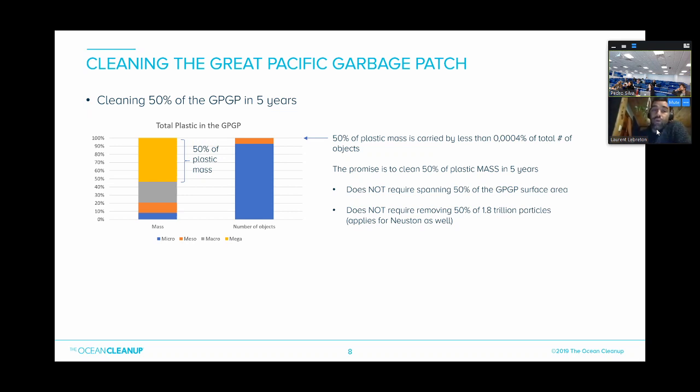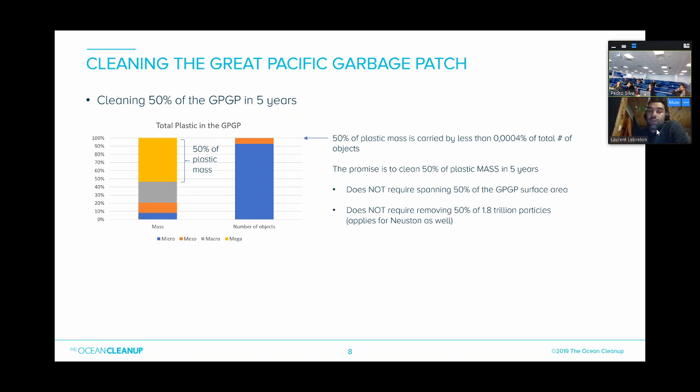Now, what's really important is that we're talking about 50% of the plastic mass, and that goes back to the previous result, right? 50% of the plastic mass, if we were only to target the mega plastic, which is 0.0004% of the total number of objects. So it's really important that you understand what we're doing here.